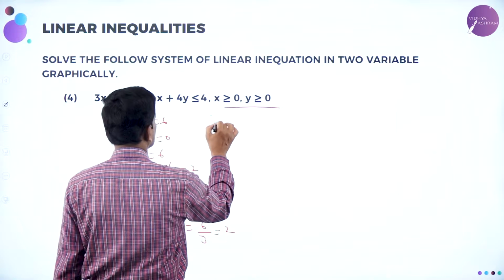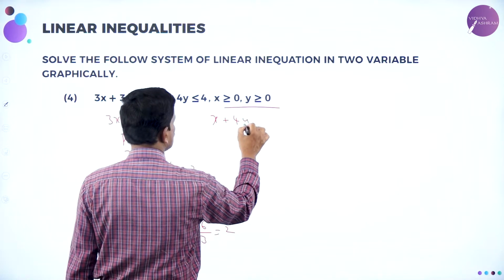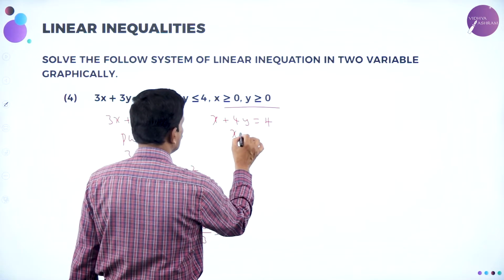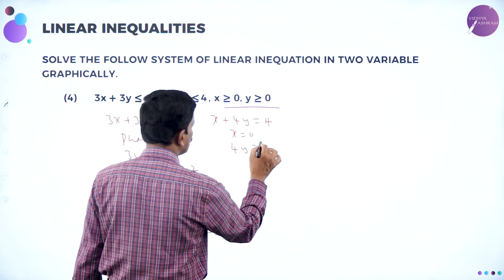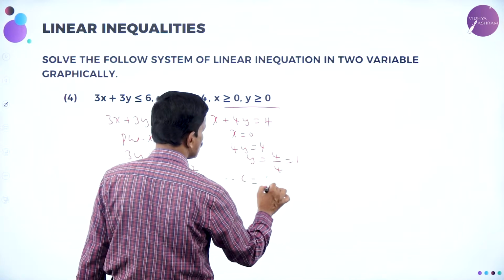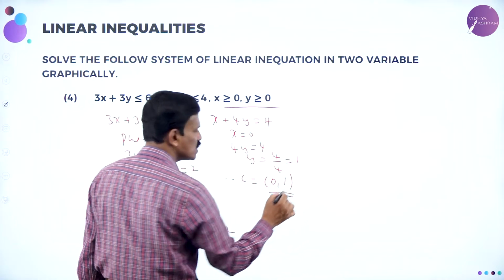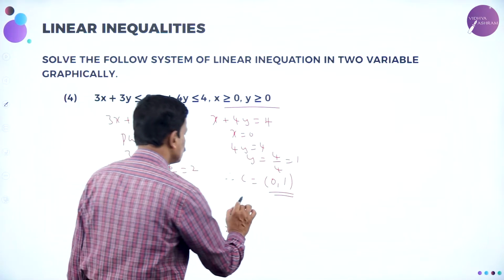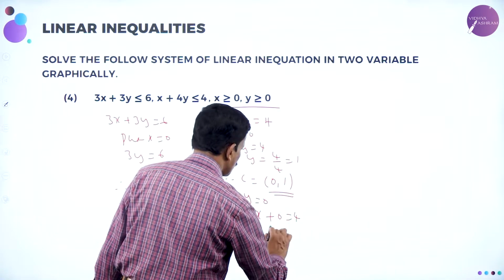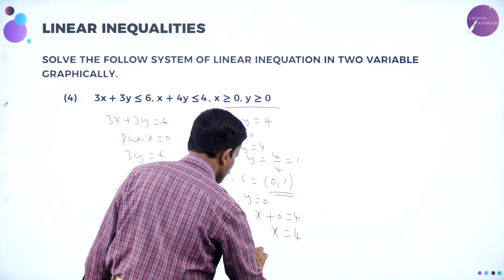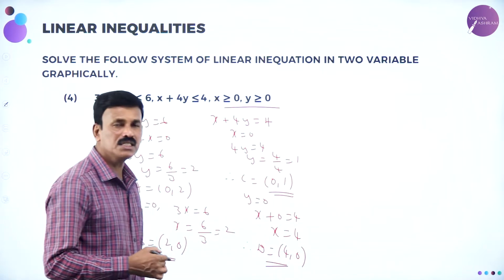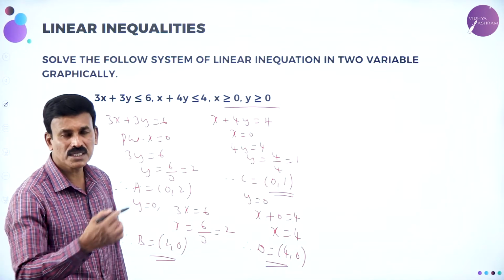Similarly, consider the second equation, x plus 4y is equal to 4. If you put x is equal to 0, you will get 4y is equal to 4. Therefore, y is equal to 4 by 4, which is 1. The point C is (0, 1). Similarly, if you put y is equal to 0, then x plus 0 is equal to 4, x is equal to 4. Therefore, the point D is (4, 0). Now, represent these points A, B, C, D on the graph.